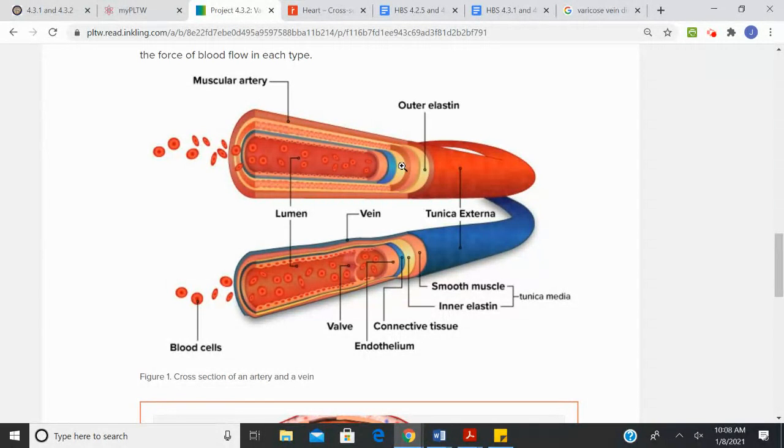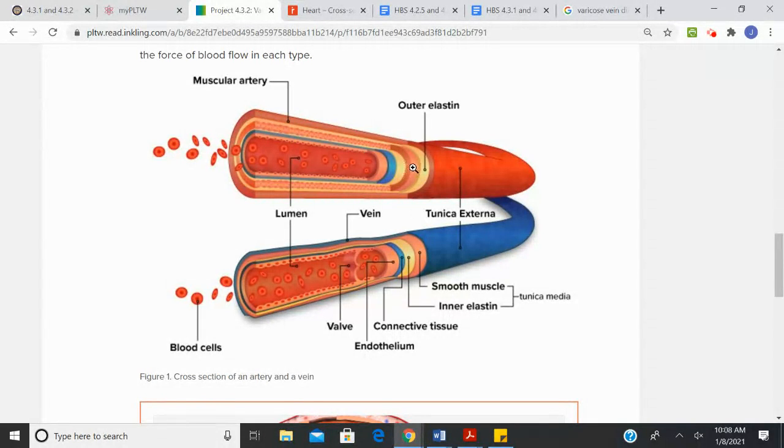Elastin is a connective tissue, right? And so you can see that inner and outer elastin. So there are two different layers of the elastin, the connective tissue that helps with the strength of the artery. So it really has two boundaries or two layers that make up that artery. And then you also have the muscle that's within that. Veins just have the inner elastin with smooth muscle on the outside.